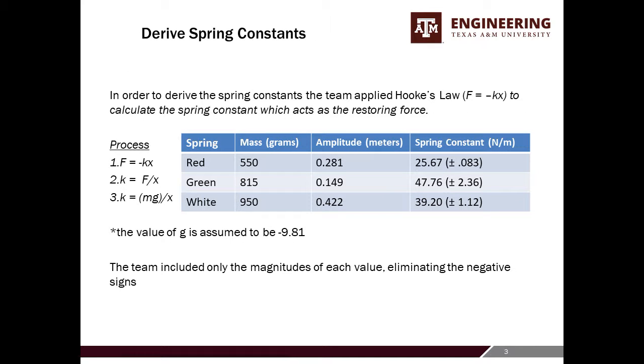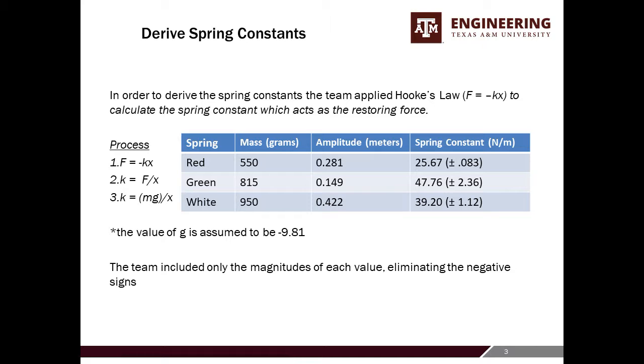Now, the way the team went about deriving the spring constants was that we applied Hooke's law, the force equals negative spring constant times the amplitude, to calculate the spring constant, which acts as the restoring force. We started with Hooke's law and rearranged it with simple algebra to k equals force over the amplitude, where the force is mass times acceleration, in this case gravity, over the amplitude.